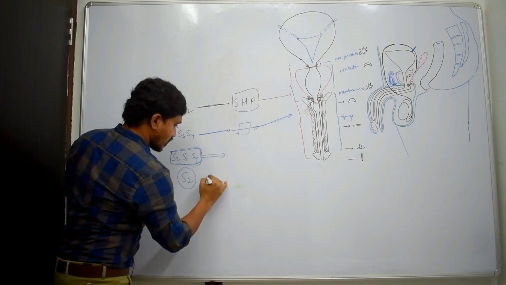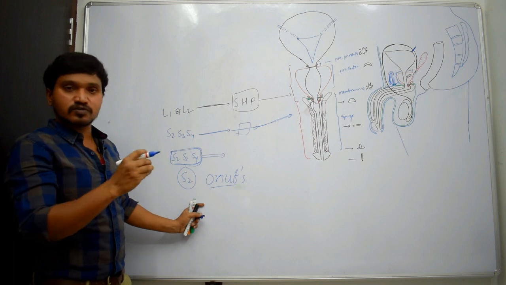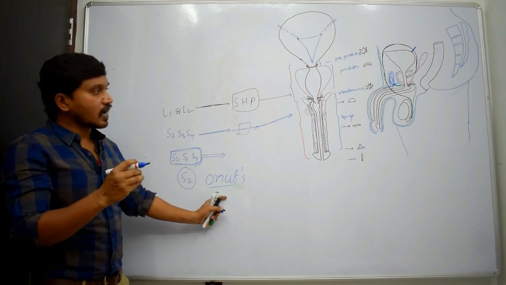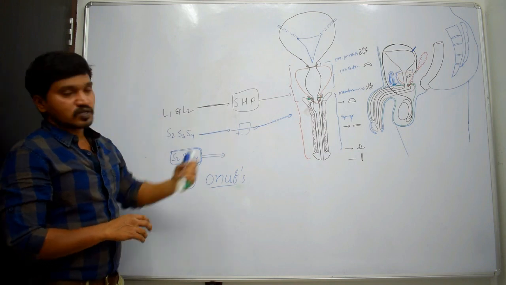That nuclei, what we are calling Onuf's nuclei. From this Onuf's nuclei, neurons are coming and supplying the external urethral sphincter. This is the nerve supply.